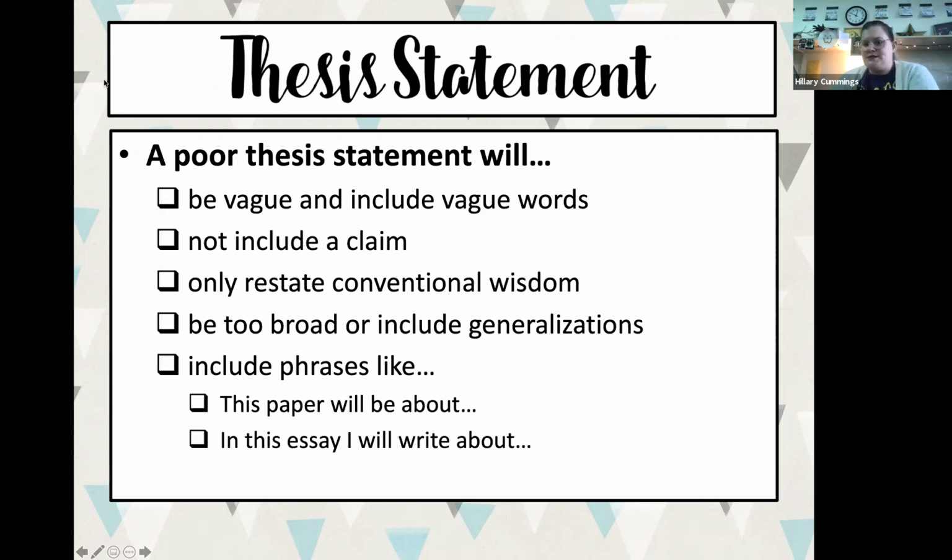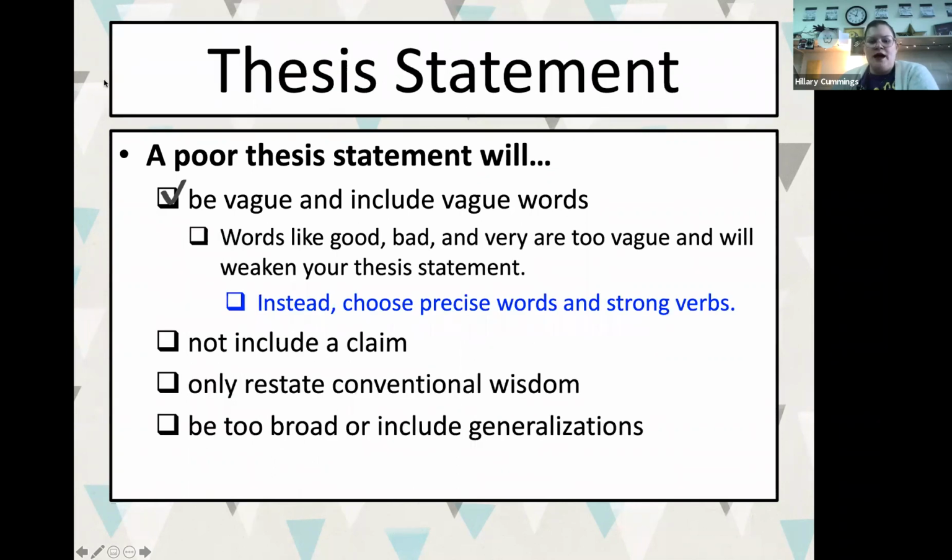A poor thesis statement will be vague and include vague words. It'll not include a claim. It will only restate conventional wisdom or things that we already know. It'll be too broad or include generalizations. It'll include phrases like "this paper will be about" or "in this essay I will write about."